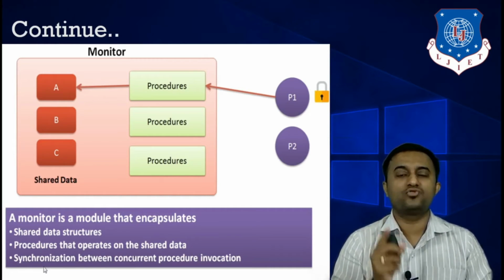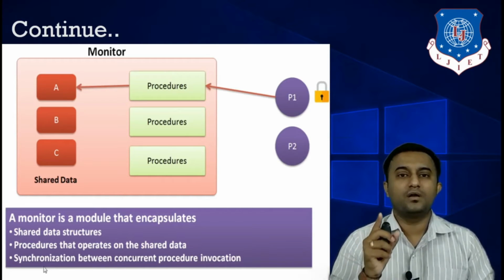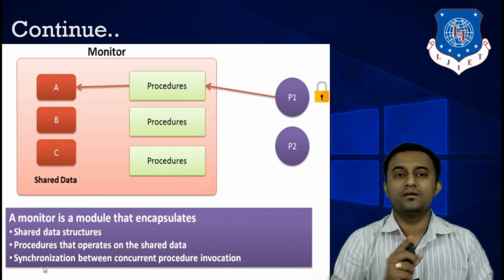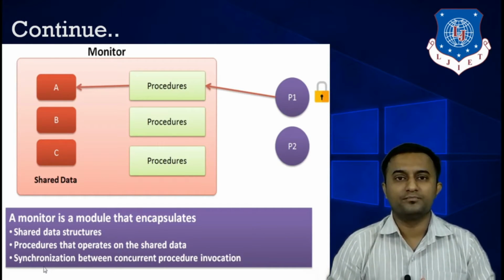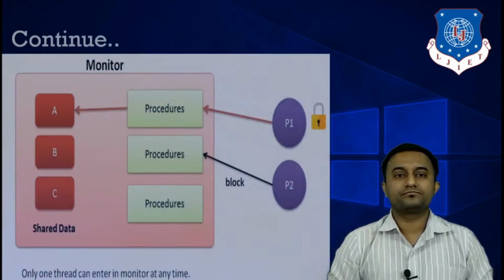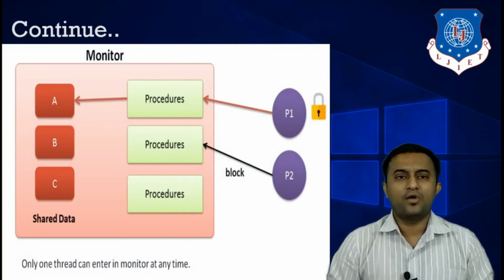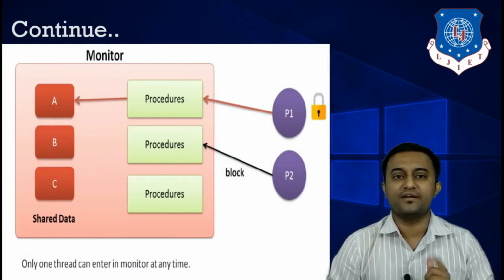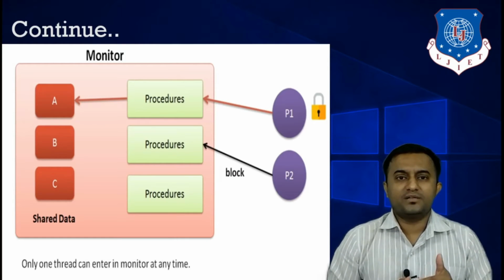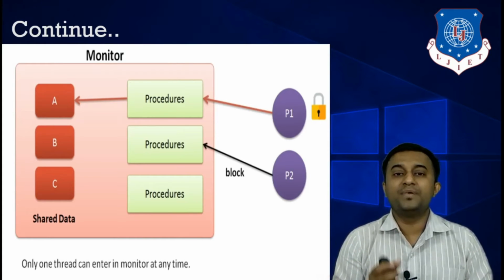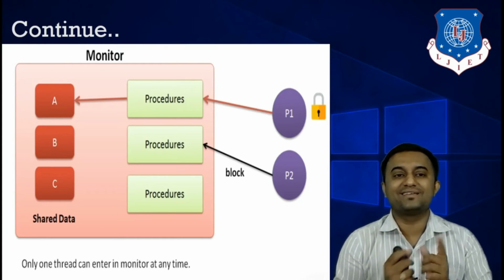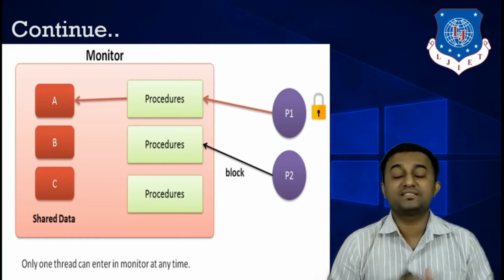This lock is assigned to a particular process which is allowed to access the shared resources located in a monitor module. Now in this particular figure, P1 is accessing resource A, which is shared. At the same time, while P1 is accessing resource A, meanwhile P2 sends a request to access the same resource at the same time. So in this case, what will happen?